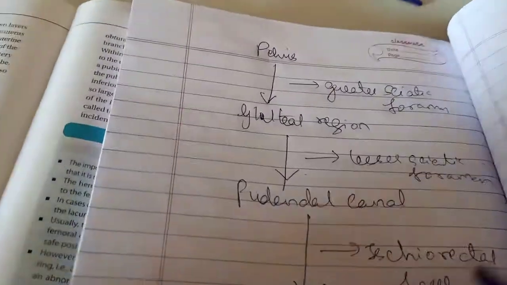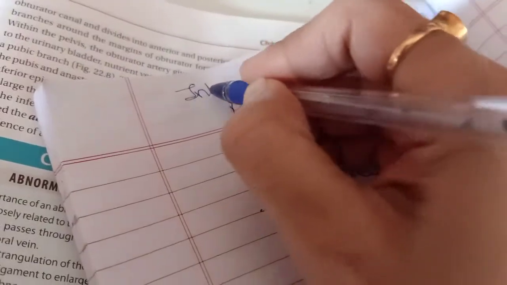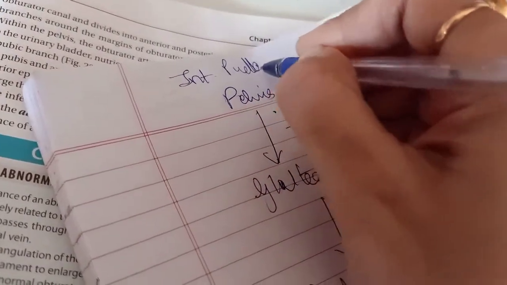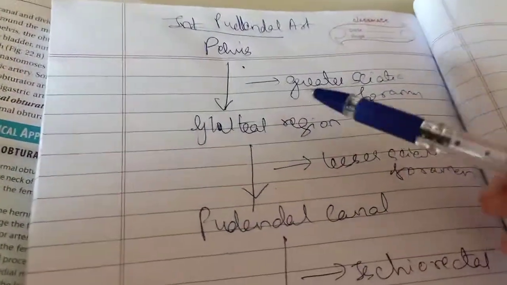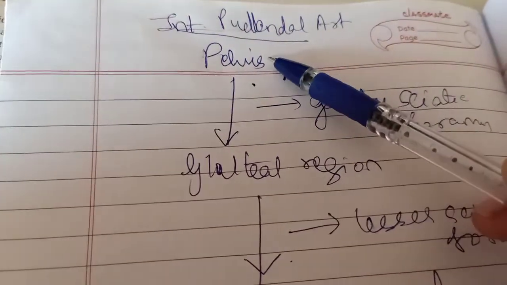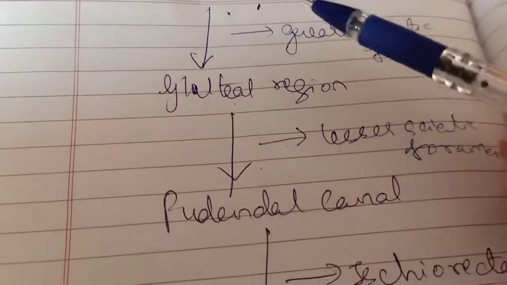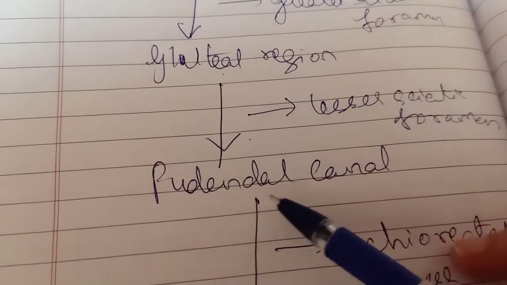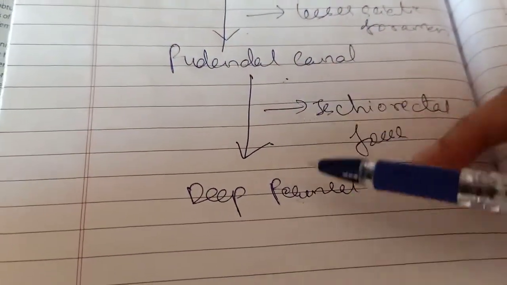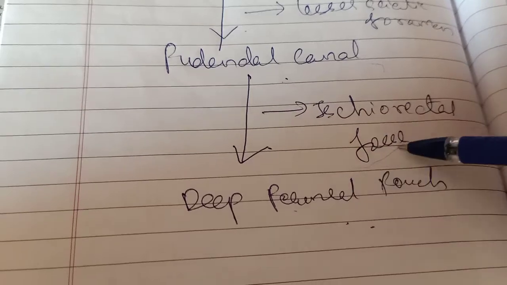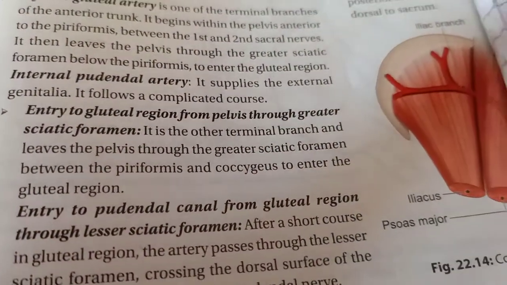So this is the internal pudendal artery, a parietal branch of the anterior trunk of the internal iliac. From the pelvis, it will reach the gluteal region via the greater sciatic foramen. From the gluteal region, it enters the pudendal canal through the lesser sciatic foramen, and then it reaches the deep perineal pouch by passing through the ischiorectal fossa. So you remember it this way.